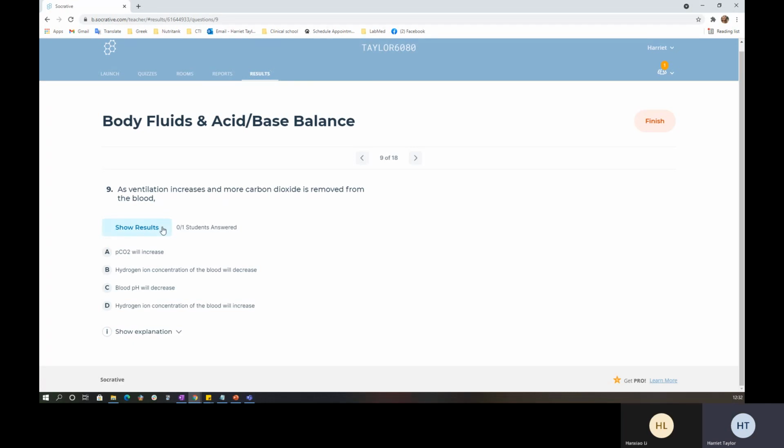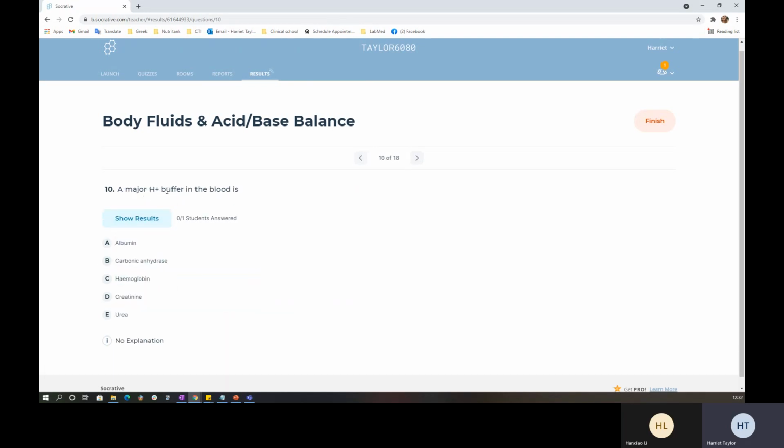So a few more seconds to think about that, and let's have a look. So the hydrogen ion of the blood will decrease because, as we mentioned, our carbon dioxide is an acidic gas, and so it will increase our hydrogen concentration when present, but if it's decreasing, it will decrease our hydrogen ion concentration. Okay, our next question.